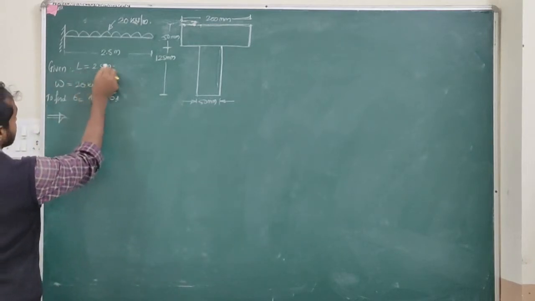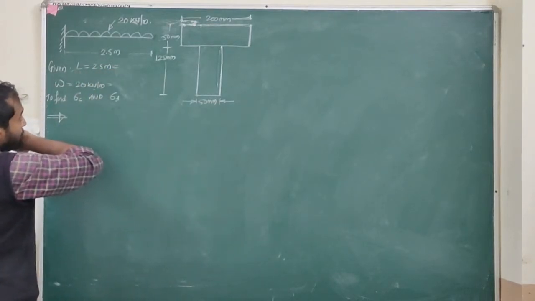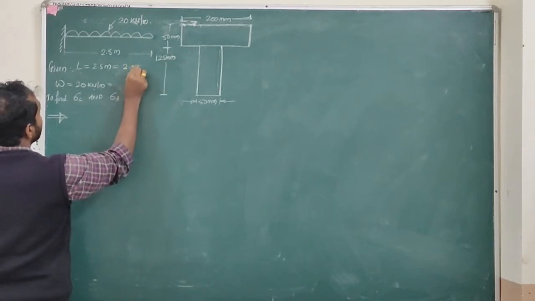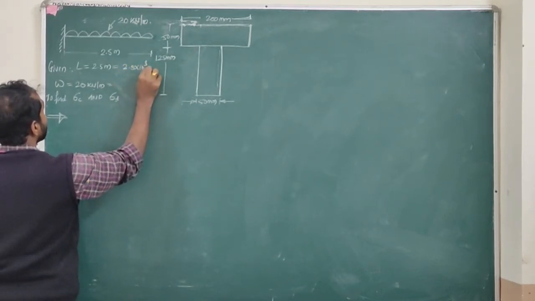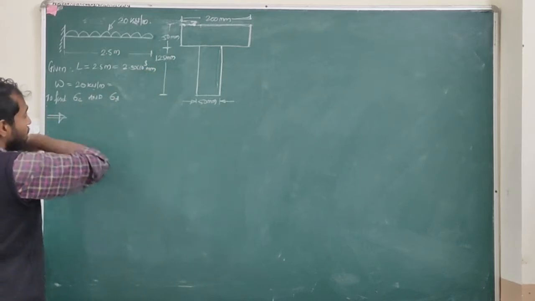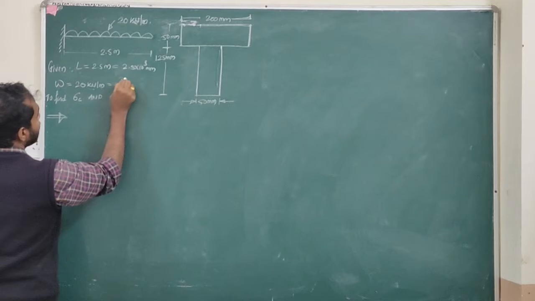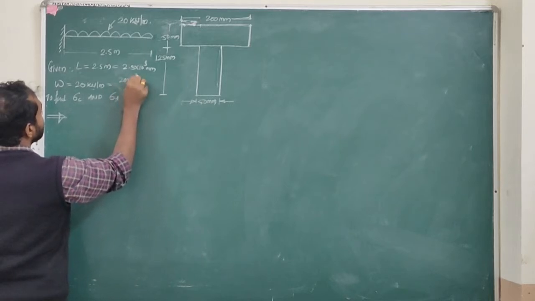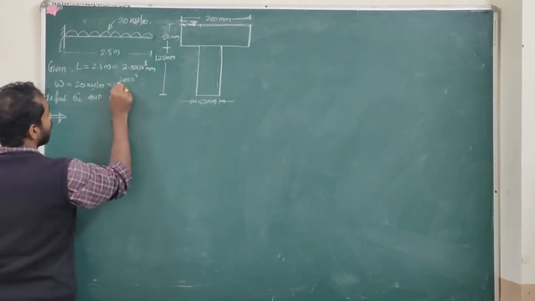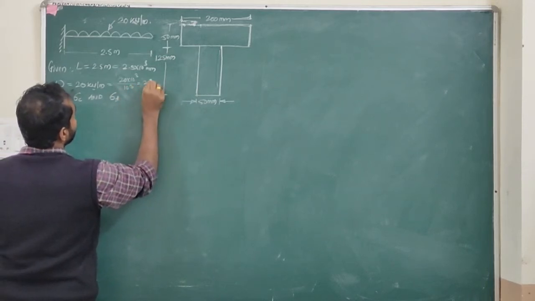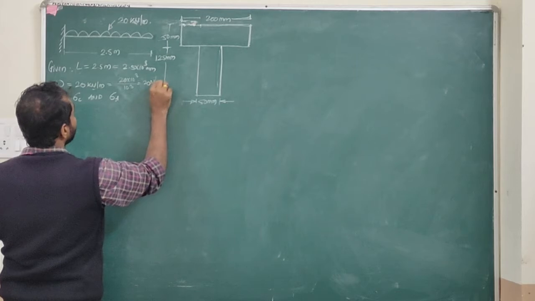So given that L is equal to 2.5 meter, so you can change it to 2.5 into 10 raised to power 3 mm. Okay, so the load is 20 kilonewton per meter, so it is 20 into 10 raised to power 3 newton, and for mm again 10 raised to power 3. So it is 20 newton per mm.